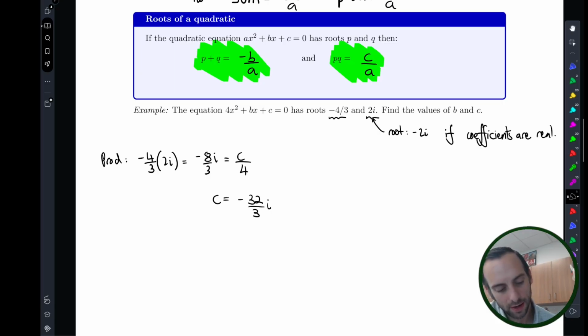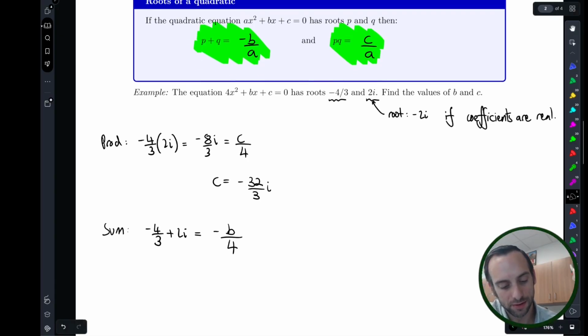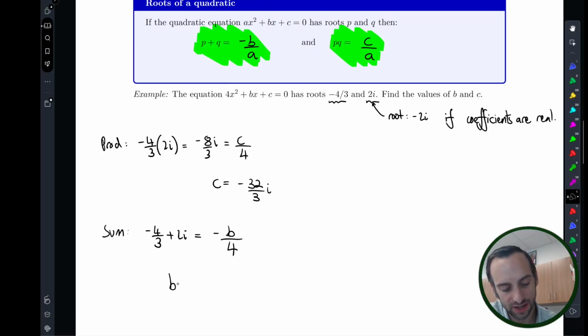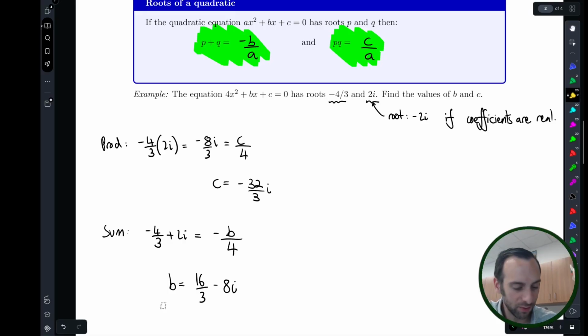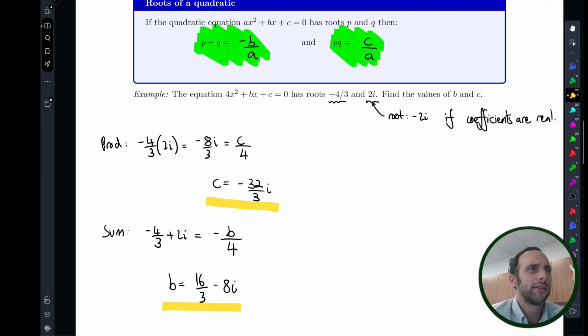We can work backwards now to find the sum of these roots. The sum of these roots would be negative 4/3 plus 2i, and we know that should equal negative b/4. Again, this is a one variable equation. It's very easy to solve it to get b equals 16/3 minus 8i. So this confirms what we suspected, that these two coefficients a and b didn't actually have to be real numbers. They can be complex numbers.